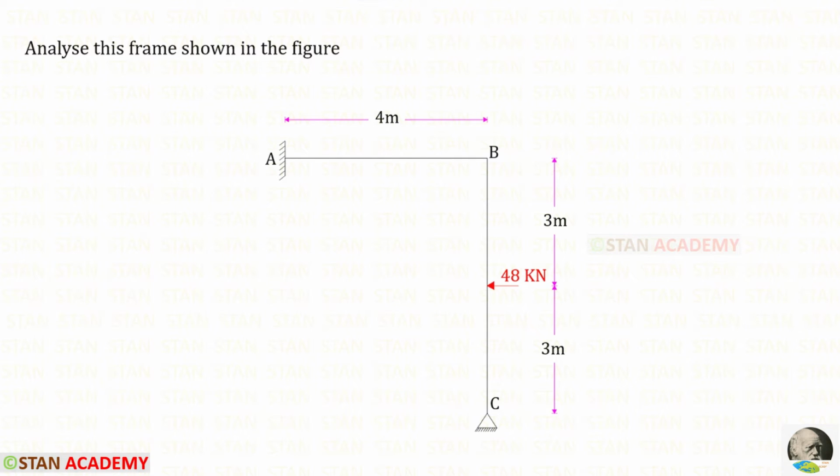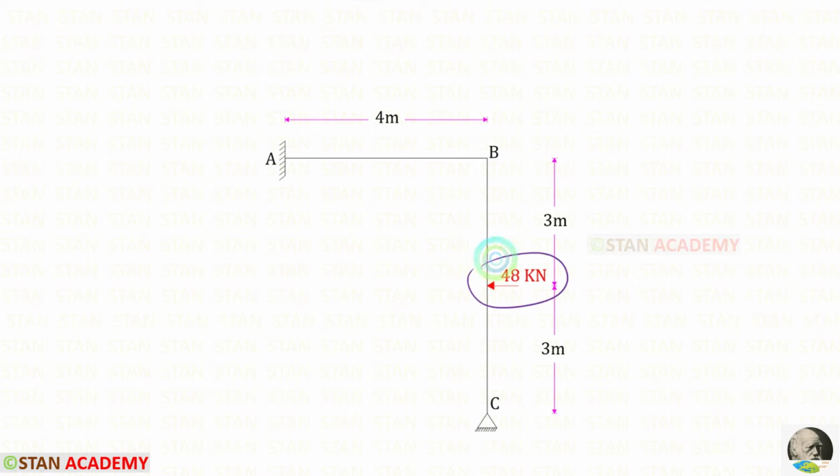Hello everyone. Today we are going to analyze this frame using strain energy method. In this frame there is a beam AB and a column BC. In the beam there is no load. In the column BC we have a point load 48 kN. It acts in the center. Length of AB is 4 meter and the height of BC is 6 meter.